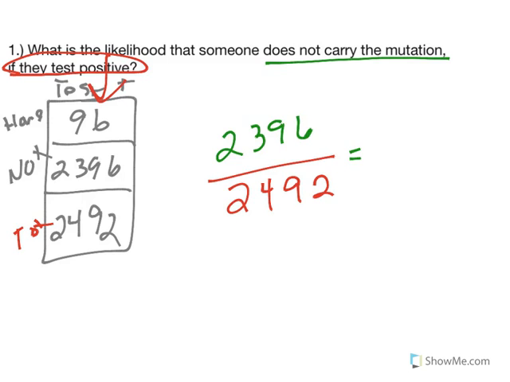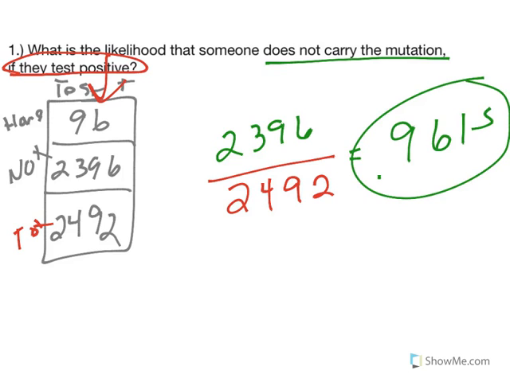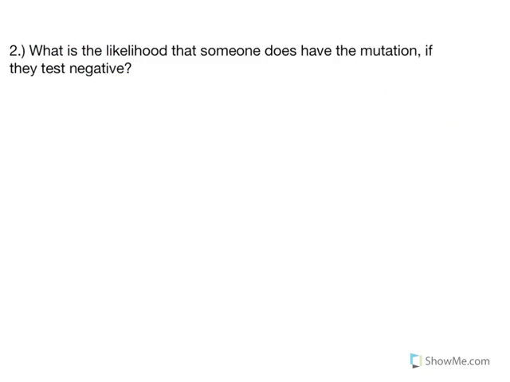When I turn that into a decimal, I get 0.9615. So you've got a 96.15% chance of not having the mutation if you test positive. That's really, really small. You would obviously want, well, I shouldn't say obviously, I would want a second test to see whether or not I really have it. If you test positive twice in a row, that might be a little bit more telling.